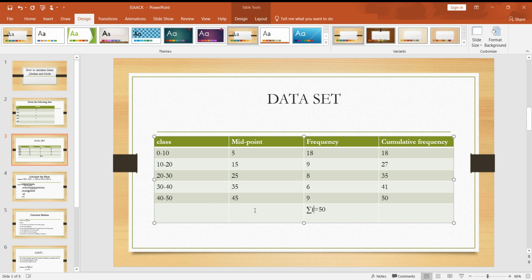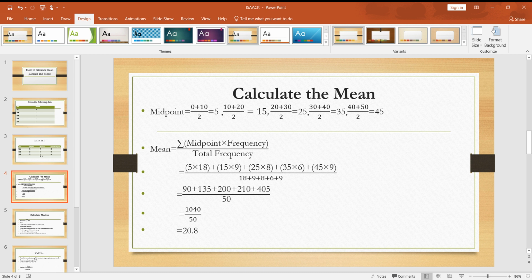Having this data set, you'll be able to answer the questions, that is to calculate mean, then median, and the mode of those group data. Let us calculate the mean. From the first data set, this is how you get the midpoint, and we had done it earlier, just as it has been tabled here.